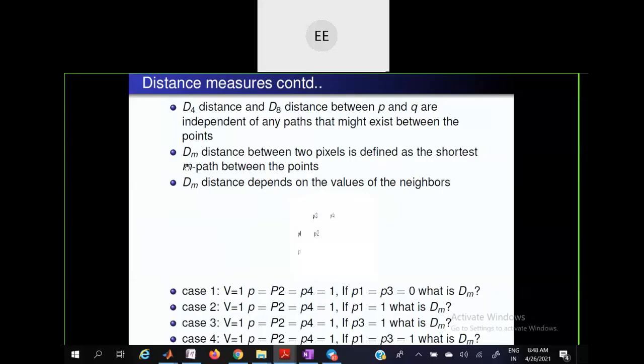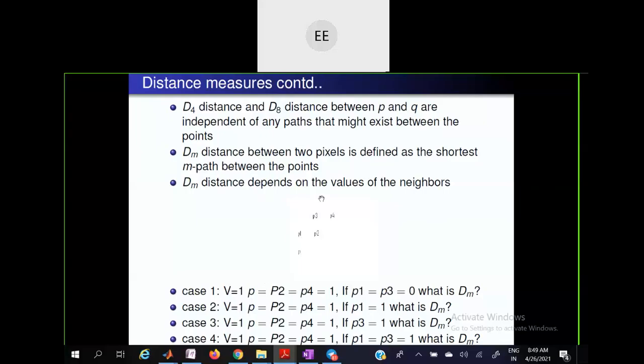There is one more distance called the Dm distance, but the only difference is that the Dm distance is going to look at the gray level values in the positions. The D4 and D8 distances depend only on the xy coordinates. They will not look at the gray level value, whereas the Dm distance will look at the gray level value. You know that when you want to find the m-connectivity, you have to look at the neighbors and see whether the intersection is null or not. I hope you remember.